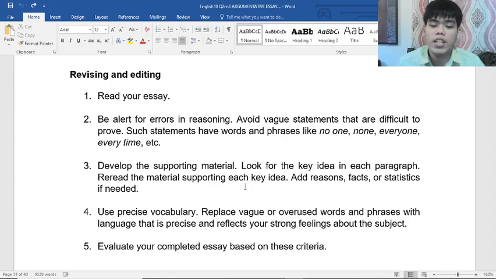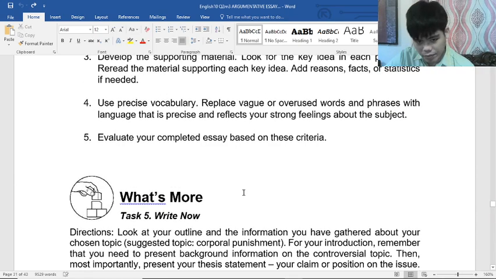Develop the supporting material. Look for the key idea in each paragraph. Reread the material supporting each key idea. Add reasons, facts, or statistics if needed. And use precise vocabulary. Replace vague or overused words. Do not repeat, basically, with language that is precise and reflects your strong feelings about the subject. And lastly, evaluate your completed essay based on these criteria.